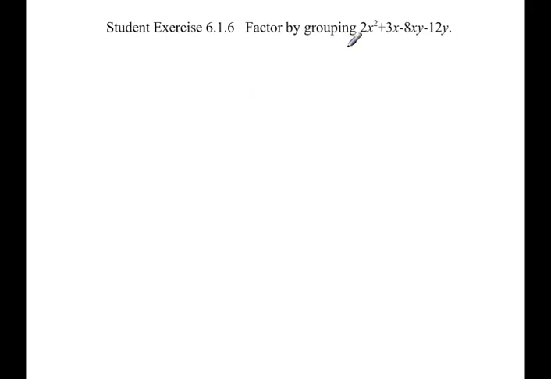Factor by grouping. Since we have 1, 2, 3, 4 terms, it's a dead giveaway that it's a problem where you would use factor by grouping. Split up the first two and the second two terms. The common factor between the first two terms, well, there's no common factor for a number, it's just a letter, common factor of x. What we're left with is 2x plus 3.